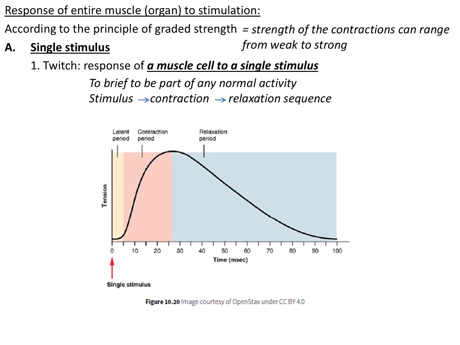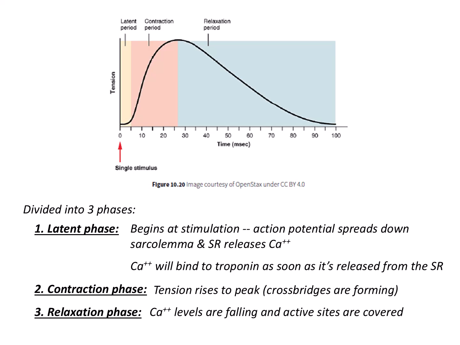We can trace the pattern of a twitch using a myogram. The myogram is divided into 3 phases. The latent phase is the shortest phase and begins with stimulation of the muscle cell. During the latent phase, the electrical signal is moving across the sarcolemma toward the T-tubule. From here, it reaches the sarcoplasmic reticulum, and calcium ions are released and enter the myofibril, where they will bind troponin. This causes exposure of active sites on actin.